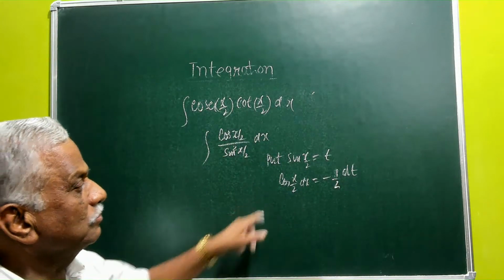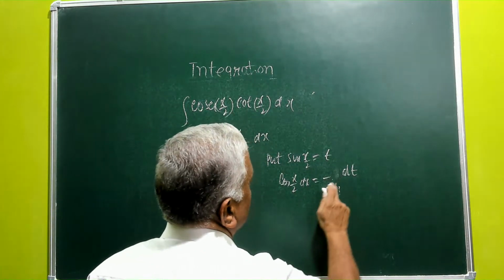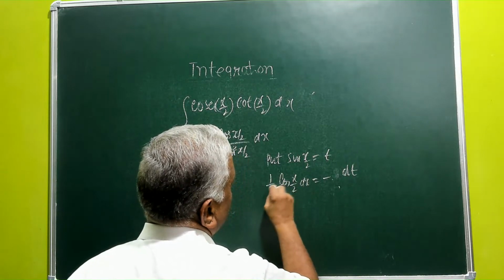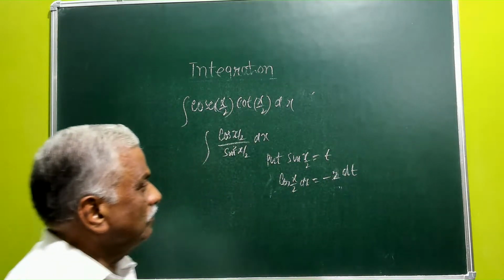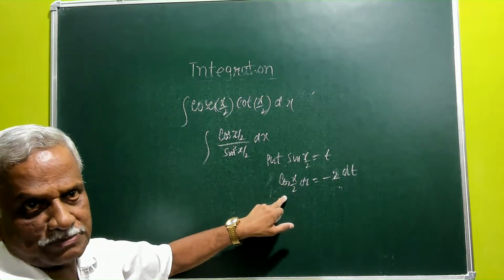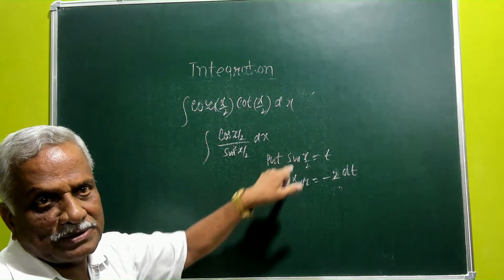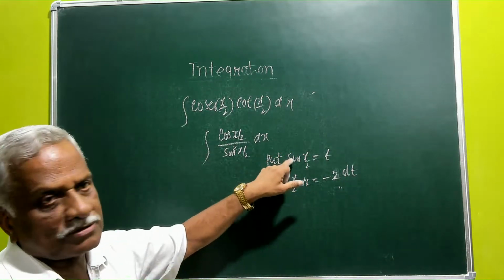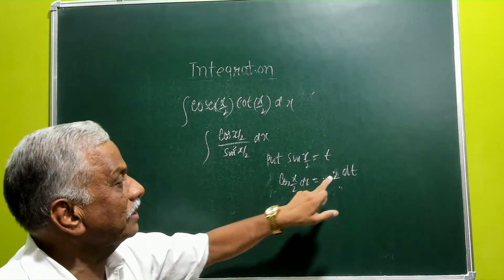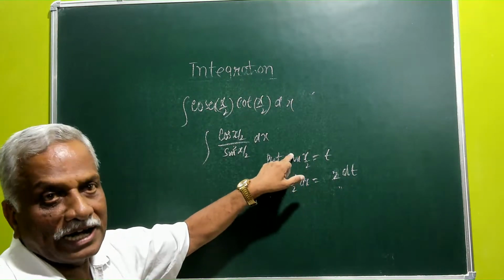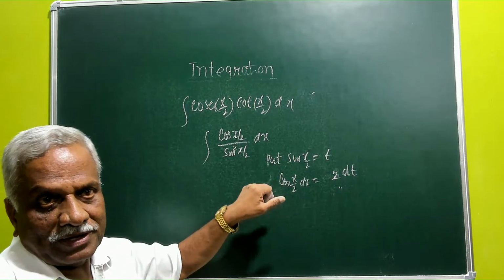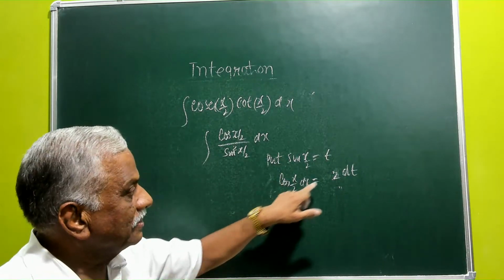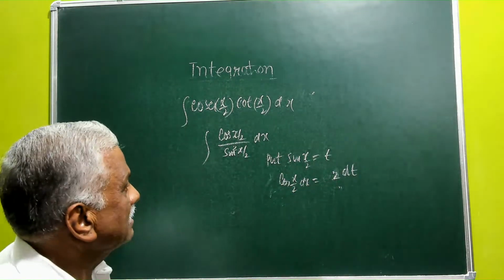No, it is half dt, so this becomes 2. Why? When you differentiate sin x by 2, you get cos x by 2, and the derivative of x by 2 is half. And there is no minus sign, I'm sorry, because the derivative of sin is cos. The minus sign comes in integration. The derivative of x by 2 is half, but I have shifted it here. So what is the problem now?